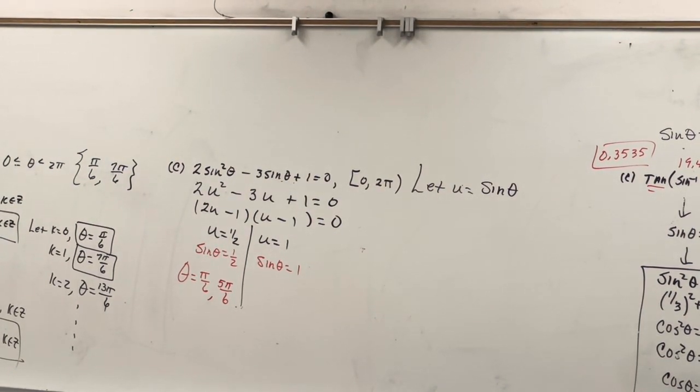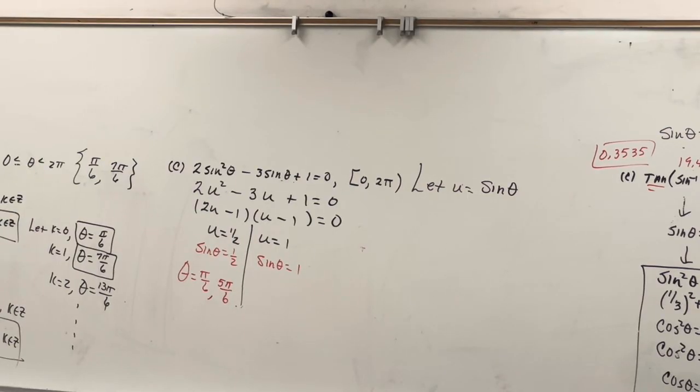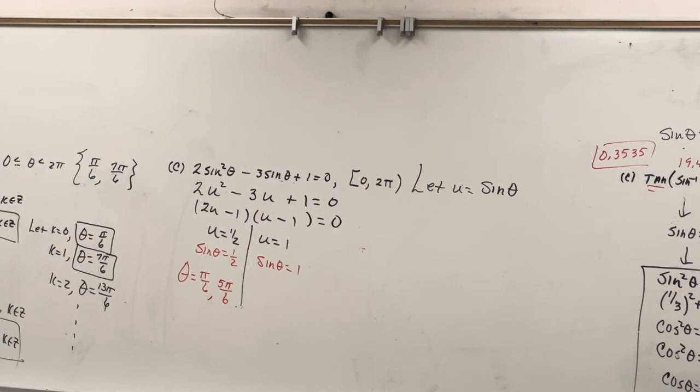Some students may try 7π/6 or 5π/6. What's wrong with 7π/6? It's going to be negative. I think sine is negative on your unit circle down there. And 11π/6, I think it's negative again. So they want positive here. So we've got 2 of them.